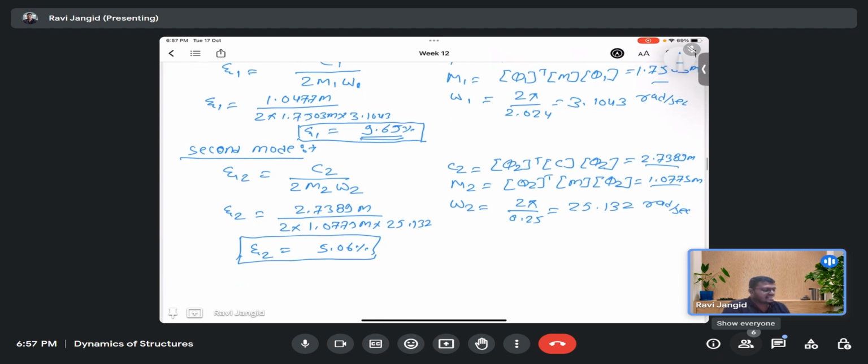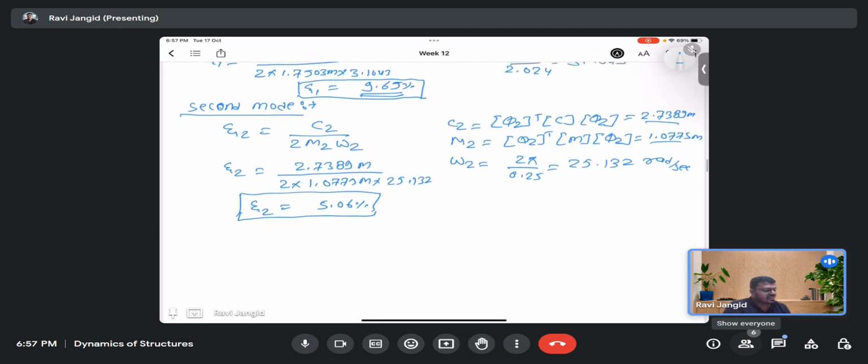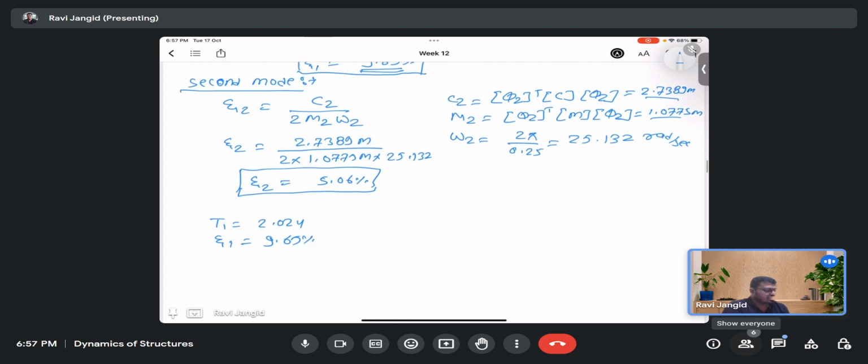So these are the non-classical damped system. Now using that, we have the time period T1 = 2.024 with damping 9.65%, and corresponding to that I want to find A1T. For T2 equal to 0.25 second, Xi2 is 5.06%, and I want to find A2T.